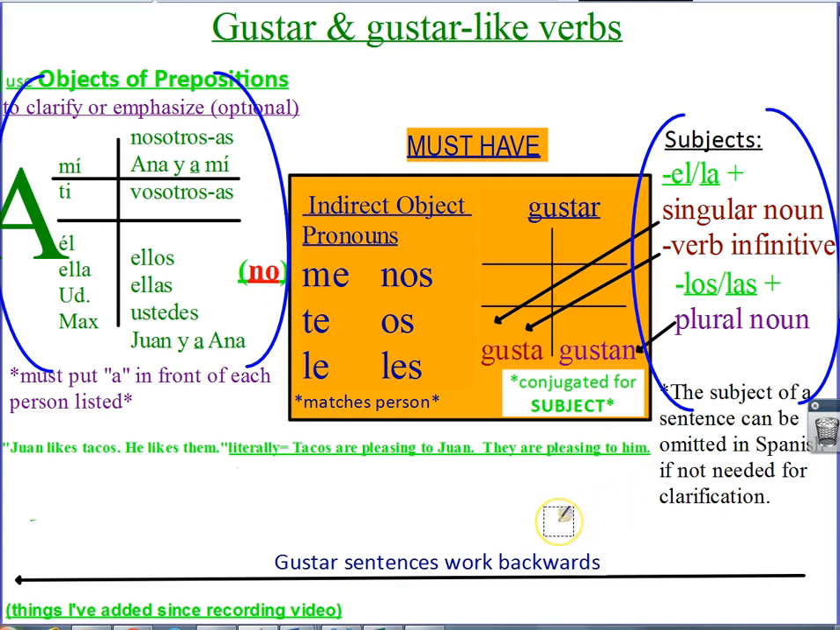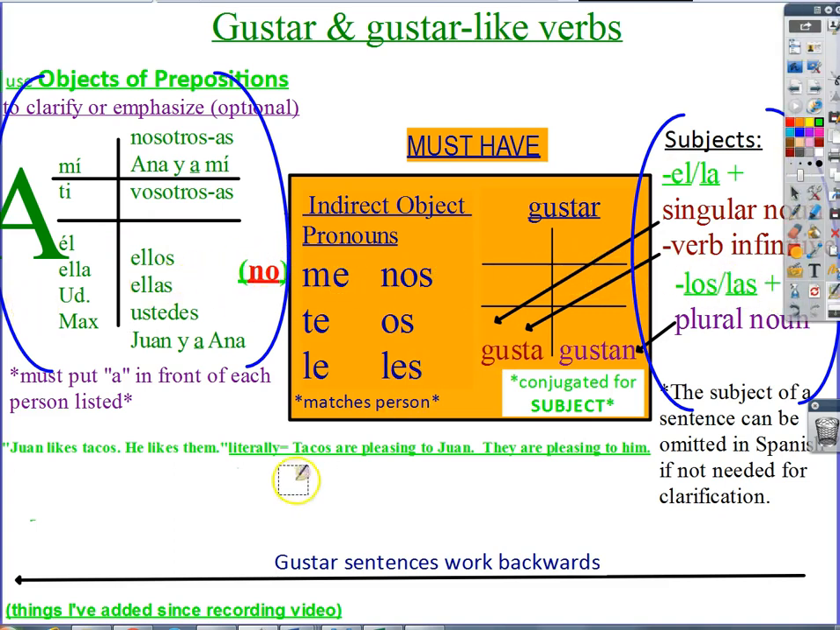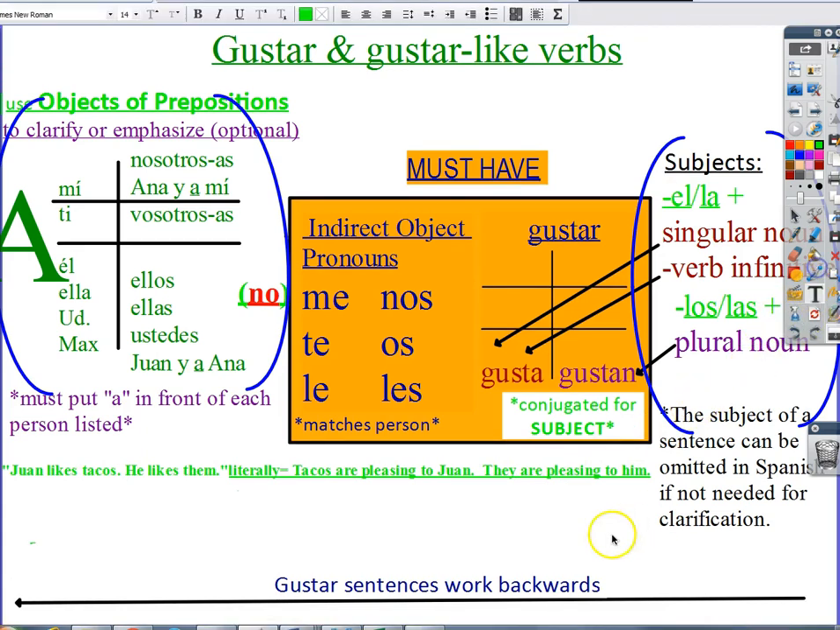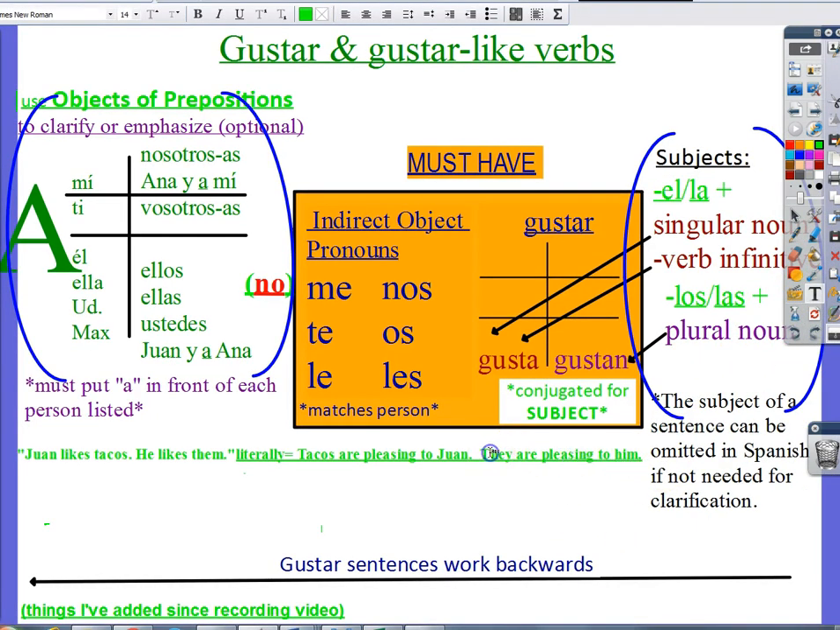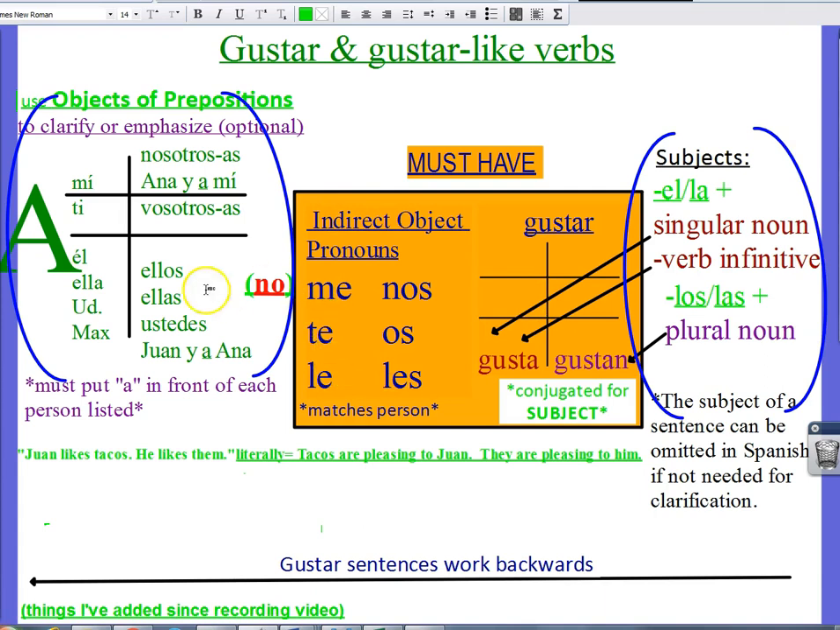For some people, it helps them to think of this chart, like a flow chart, left to right or right to left. And for others, it helps them to think of the literal translation. So we are including an example of that. Let me get in and type. If I'm saying Juan likes tacos, what I'm really saying is tacos are pleasing to him, to Juan. Because in Spanish, if something's happening to or for someone, you must have an IOP.